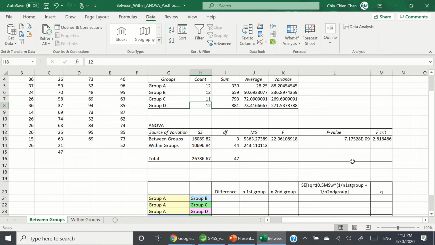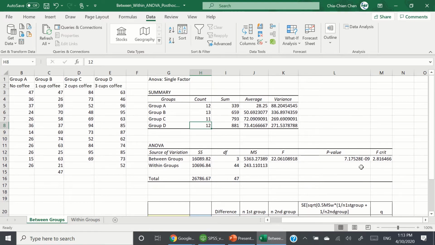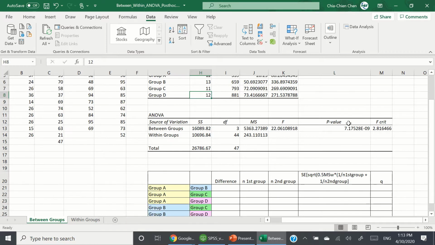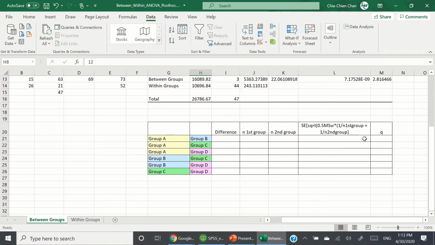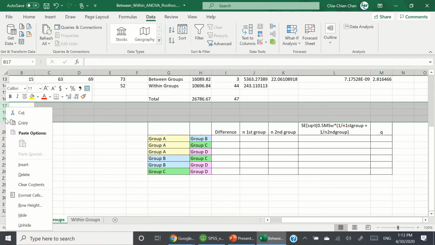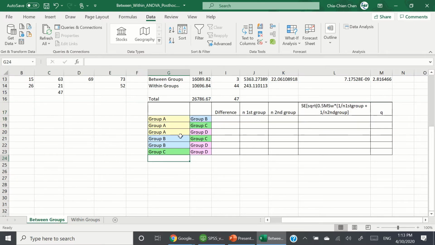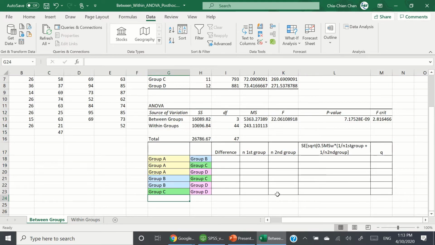Okay, now you're probably thinking, well, okay, so I have a significant P value here. Well, where's the post hoc result? Well, unfortunately, Excel does not do the Tukey-Kramer for you, so you're going to have to do it the long way. So to do the Tukey-Kramer, what you need to do is to look at this. Okay, so I'm going to actually delete these two. So you need to create a table like this down here.